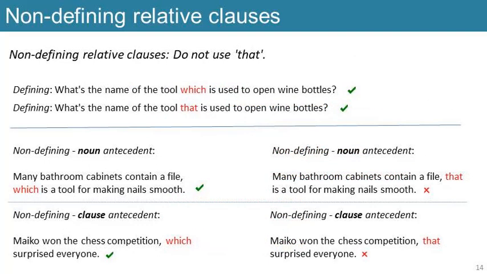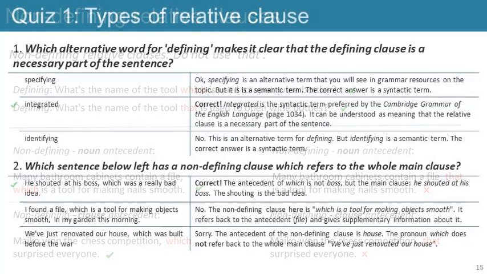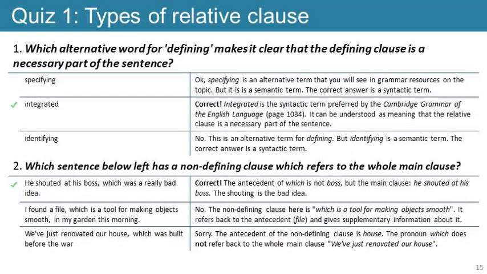Note that in defining relative clauses, the pronoun that can be used in place of which. In non-defining clauses, however, the pronoun that is not possible. This is the case both when the antecedent is a noun and also when the antecedent is the whole main clause. The sentences on the right are ungrammatical. Quiz page. Pause the video if you want to review the questions and answers before continuing.